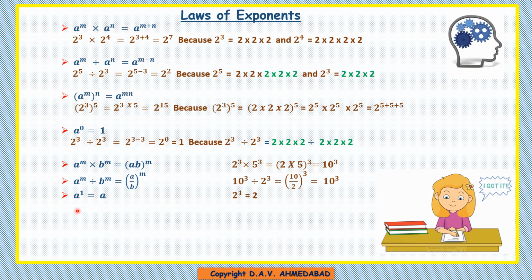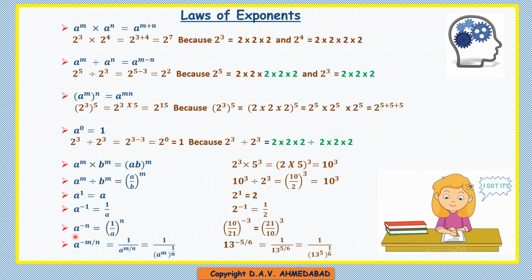Next is any number raised to the power 1 means the number itself. Right? We don't have to write 1 here. It means the number itself. Any number raised to the power minus 1 means do the reciprocal of the number. So if we have 2 raised to the power minus 1, it means 1 by 2.